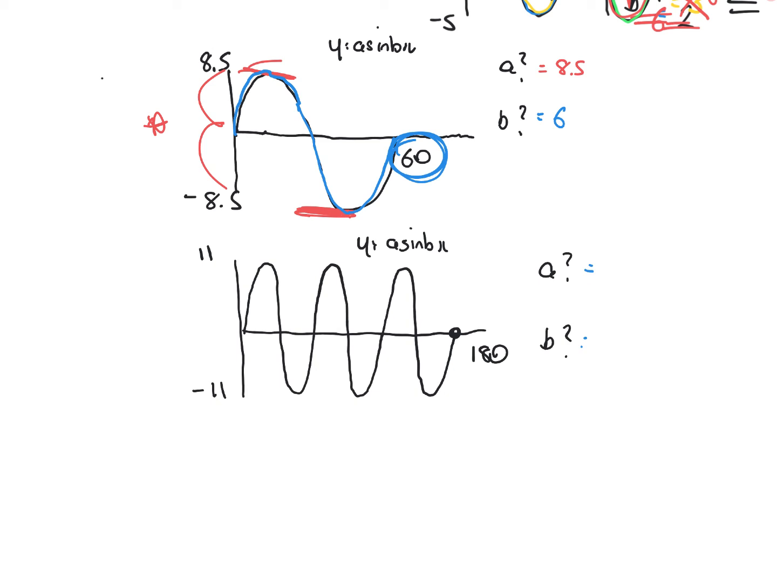Okay, next one. Goes up to 11 and down to -11, that's 22, half that to get 11. B, number of complete cycles in 360, okay, so I can count 1, 2, 3 cycles in 180. 3 in 180, how many is that in 360? That's 6. Okay, we're now going to try some examples with the cos x curves.